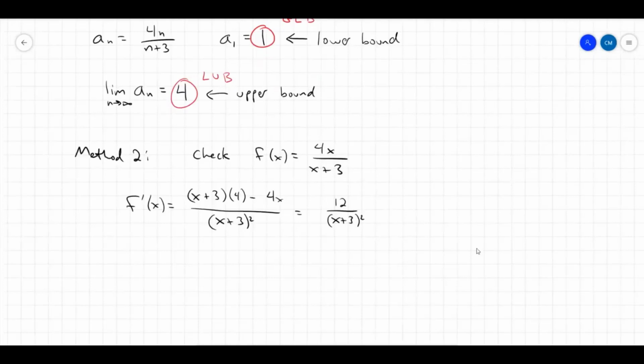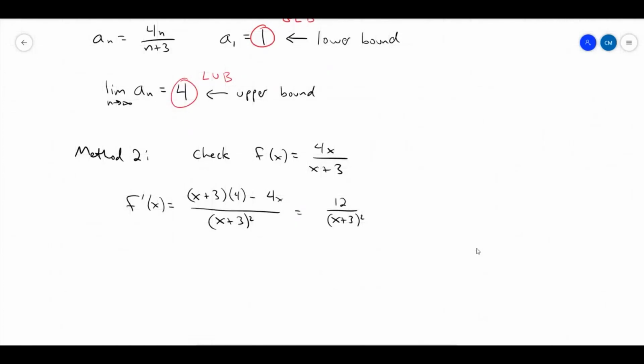And if you notice this derivative, what's true about this derivative? It's always positive, right? The derivative is always positive for any value of x. See that? No matter what I plug in for x here, since this is squared, I'm always going to get the same thing, right?